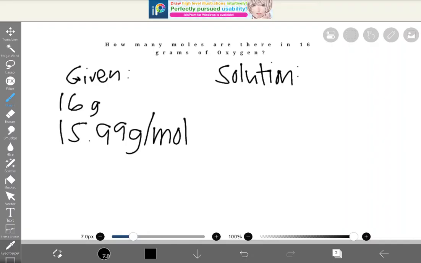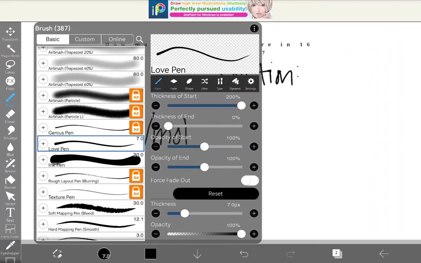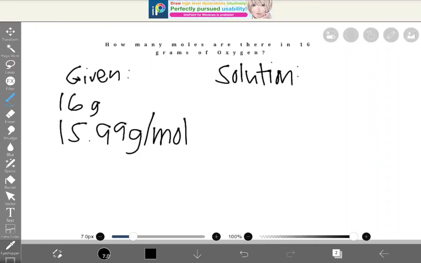To answer this part, we need the molar mass of a certain element, or what we call the atomic mass, since oxygen is given in the problem. So we need an atomic mass. We all know that the atomic mass of oxygen is 15.99 grams per mole. That means there are 15.99 grams in 1 mole of oxygen. So that is how it works.